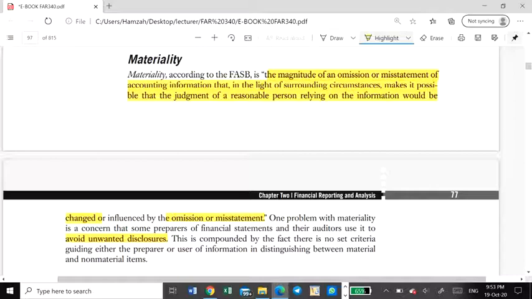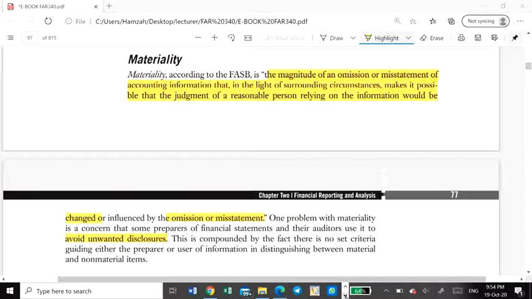Dia akan just tulis is immaterial lah. Contohnya kalau ada kesalahan apa-apa, omission ke statement ke apa, tapi dia tak akan go through sebab is immaterial. Sebab tu dia kata materiality ni boleh menyebabkan boleh avoid unwanted disclosure. Okay, it's compounded by the fact that there is no set criteria guiding either the preparer or user of information in distinguishing between material and non-material items. Okay, inilah masalah kepada materiality principle of accounting.